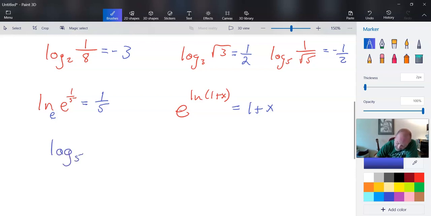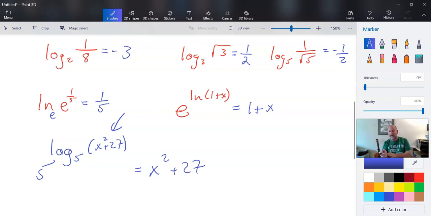If I have log base 5 of anything, x plus 27, I'll just make something up. Ooh, make it x squared, we'll get crazy. And if that's 5 raised to that power, the log base 5 and the 5 cancel each other out to give me x squared plus 27, right? So it's just whatever this argument is keeps popping out. So whenever you have an exponential composed with a logarithm, if they have the same base, they cancel each other, and all you get back is whatever that exponent is. So that's kind of fun.